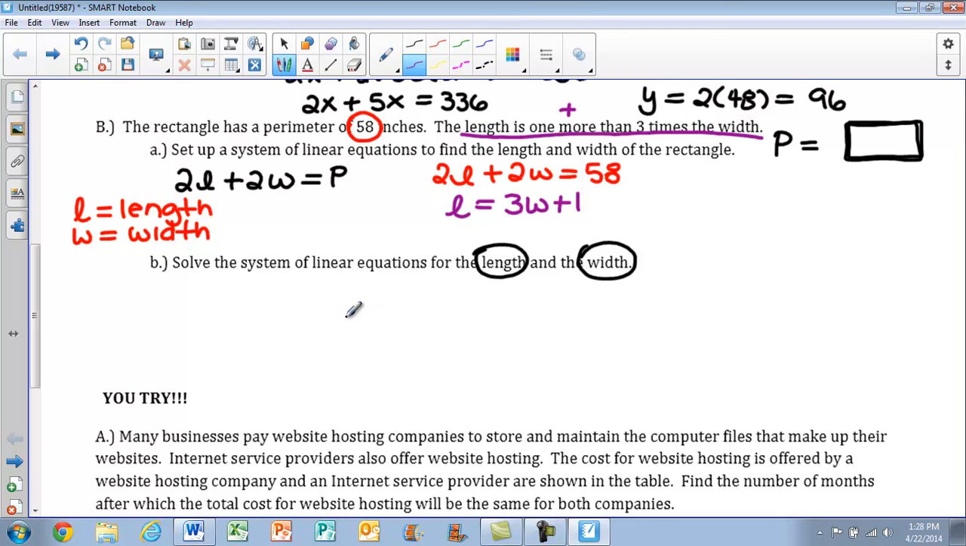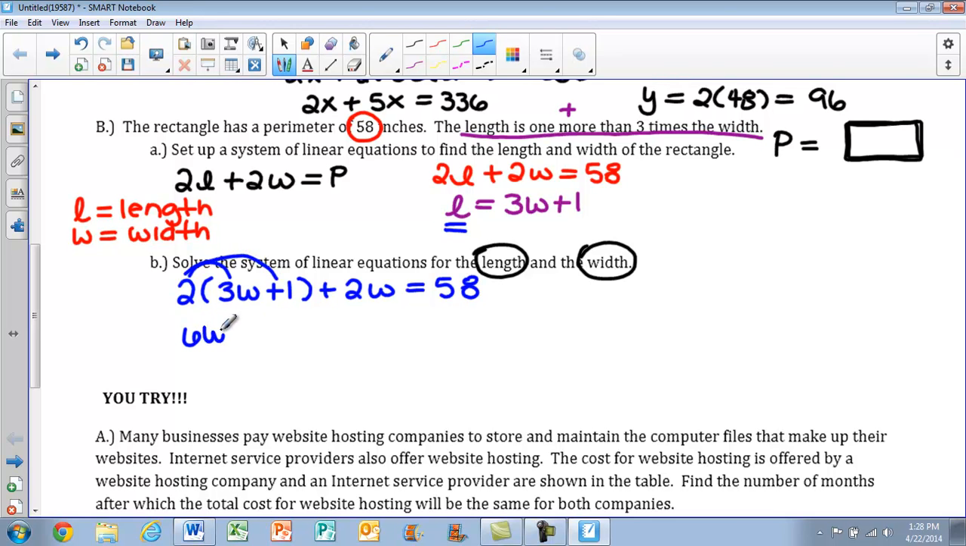That's what we're going to do in the second part here. Again, the best option for us would be to use substitution because we have the length already by itself. So we're just going to drop that into our other equation. We're going to substitute it in wherever we see L. So when I substitute, I have 2 times 3W plus 1 plus 2W equals 58. You need to make sure that you distribute that 2 to each term.